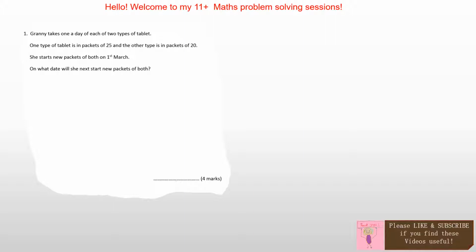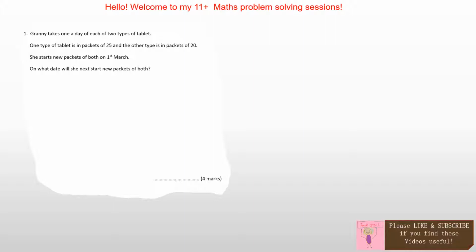So the first question is, Granny takes one a day of each of the two types of tablet. One type of tablet is in packets of 25 and the other type is in packets of 20. She starts new packets of both on 1st March. On what date will she start new packets of both?